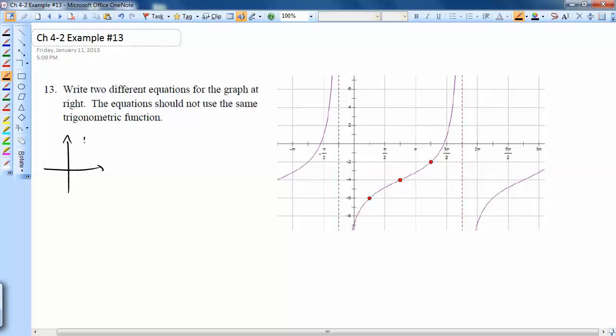is the main period that we tend to look at, centered around 0, and it looks like this, where this is at pi over 2 and this is at negative pi over 2. And remember, it goes through 0, 0, and then it goes through pi over 4 comma 1, and it goes through negative pi over 4, negative 1.